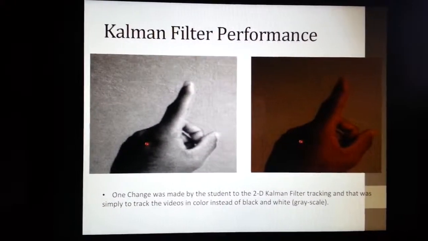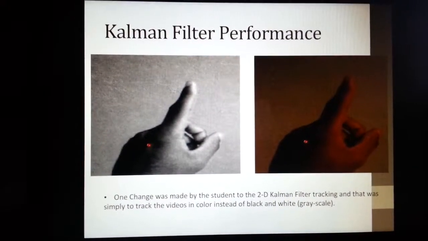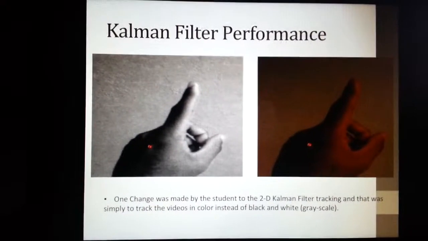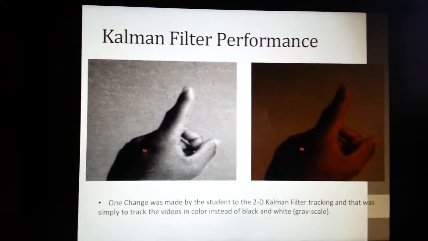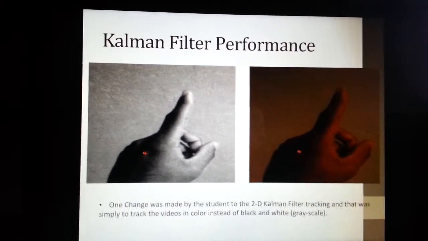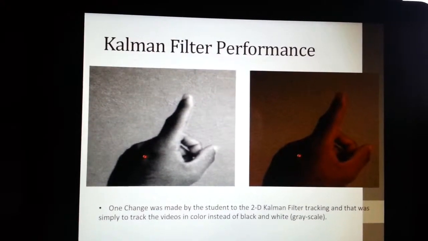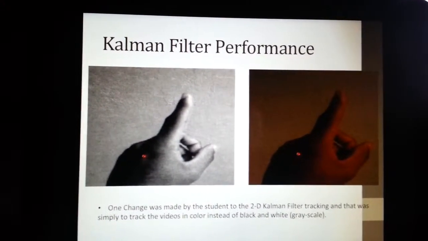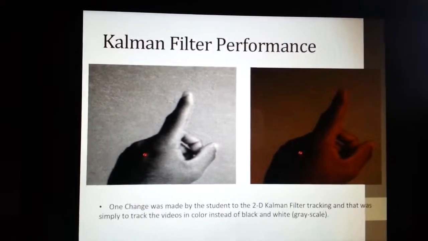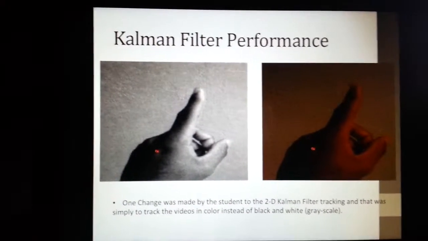Here's my contribution. To the left is the 2D Kalman filter without the addition of my code, and to the right is the 2D Kalman filter with the addition of my code. Basically all my code does is take the background image of the colored images so that when you're running tracking, you can actually display the color video or the color object being tracked instead of just a black and white object.